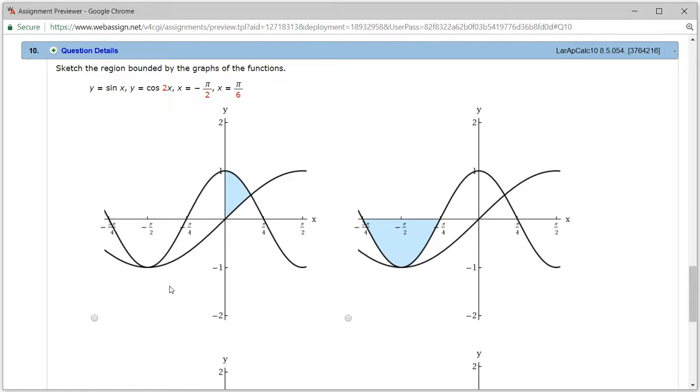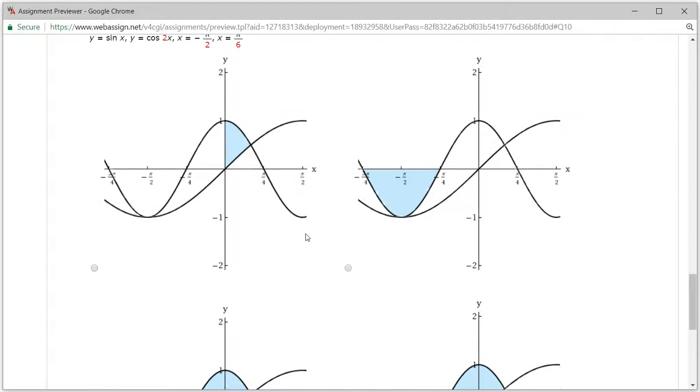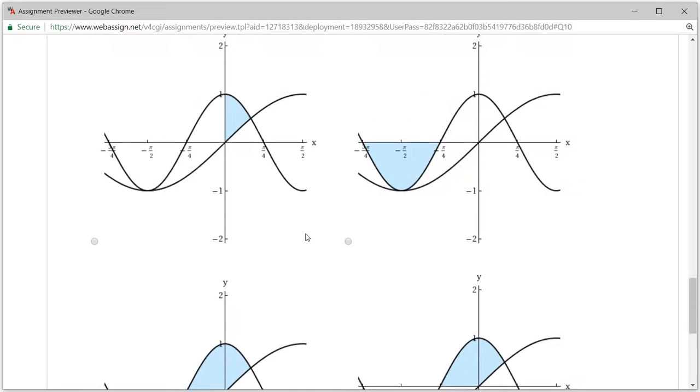All right, let's look at homework 8.5, problem number 10. We're going to have to sketch this region. The first curve is sine of x, and it's going to look like this. Everyone seems to have the correct sine of x. It looks like all the pictures are exactly the same.